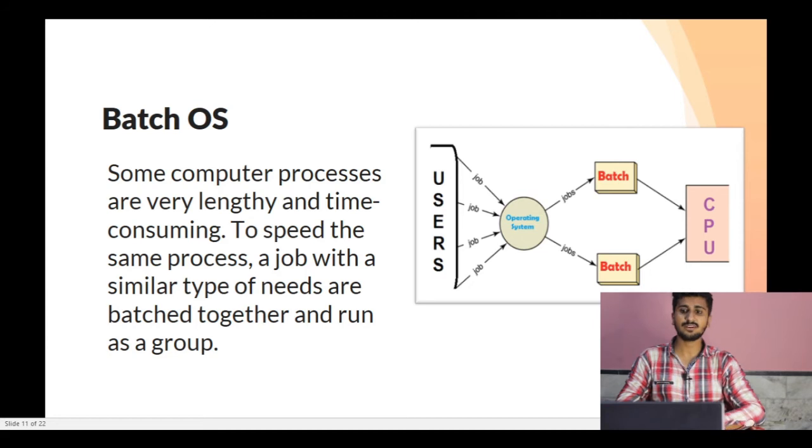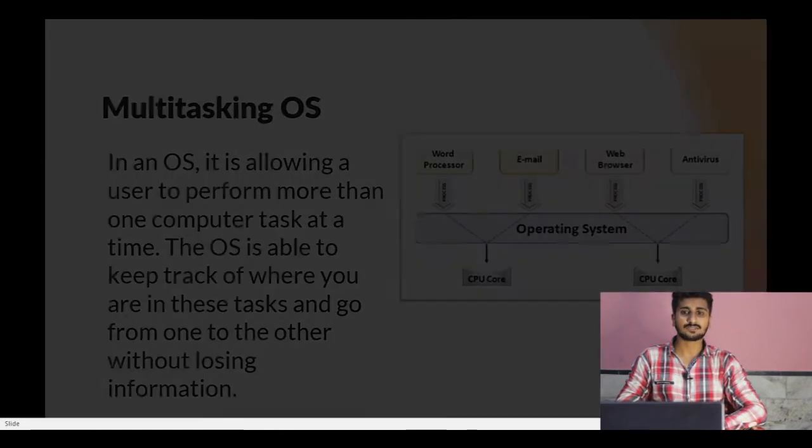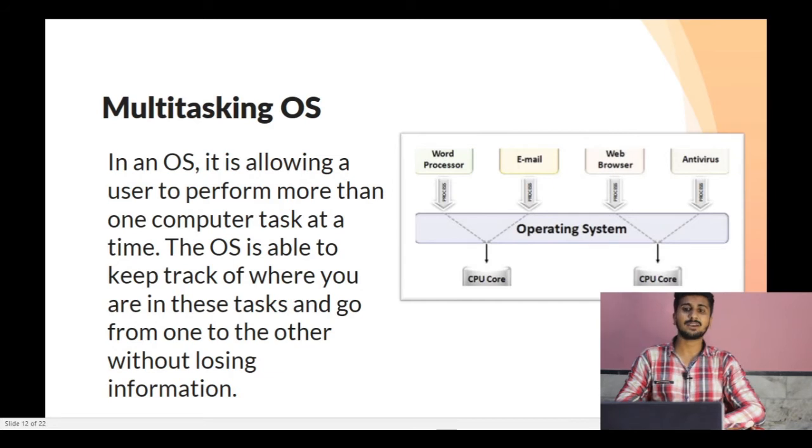So here, to speed up the process, jobs with similar needs are batched together and run as a group. So it gives us more speed to execute our tasks. Then there is a multitasking OS.